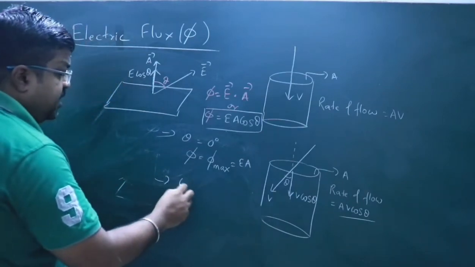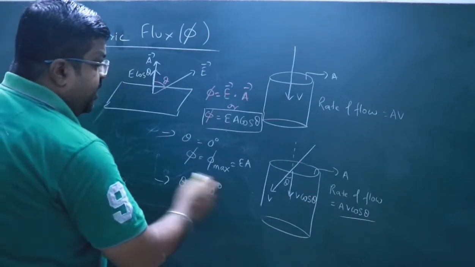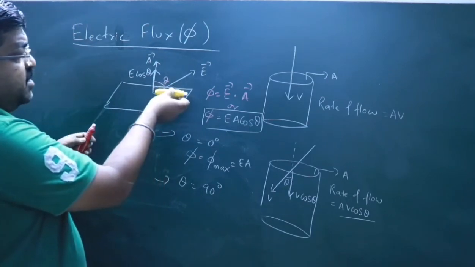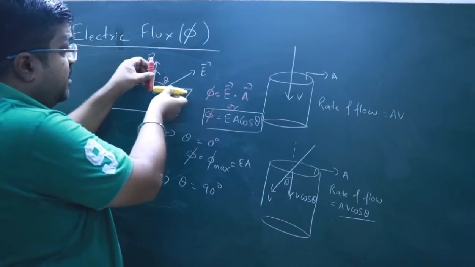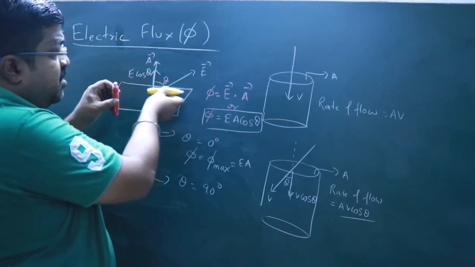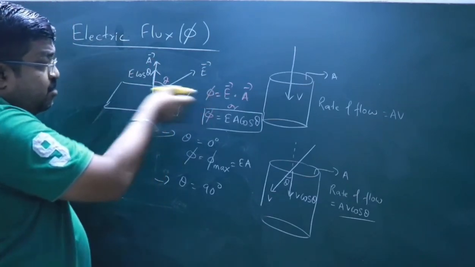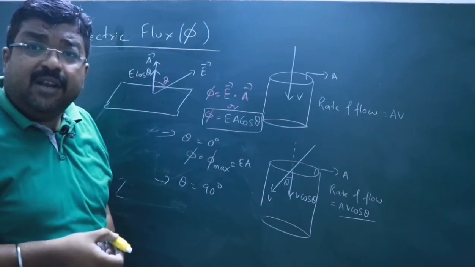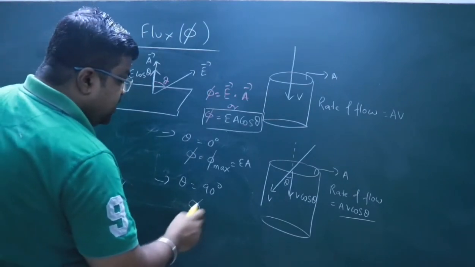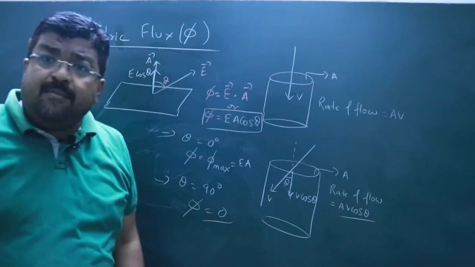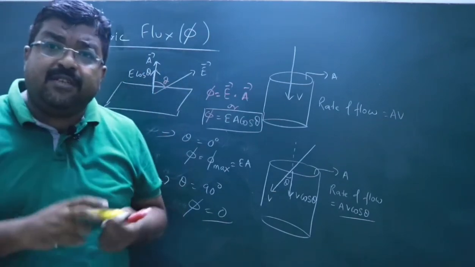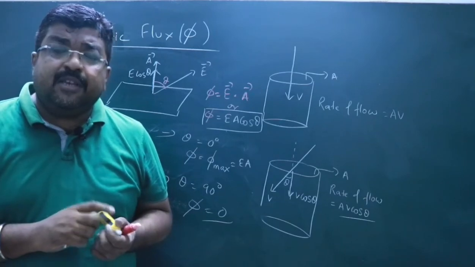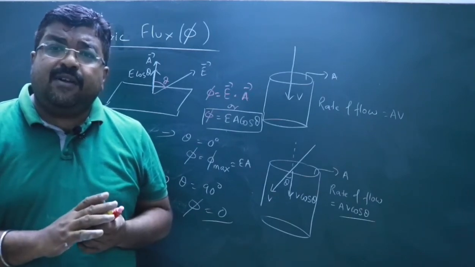Now in case theta is equal to 90 degree, that means the electric field is in this direction and the area vector is like this. Electric field in this direction means it is parallel to the area, and when the electric field is parallel to the area, the flux is 0. Yes, because when the electric field is parallel to the surface, no field lines are passing through the surface. So this is the basic idea of flux.